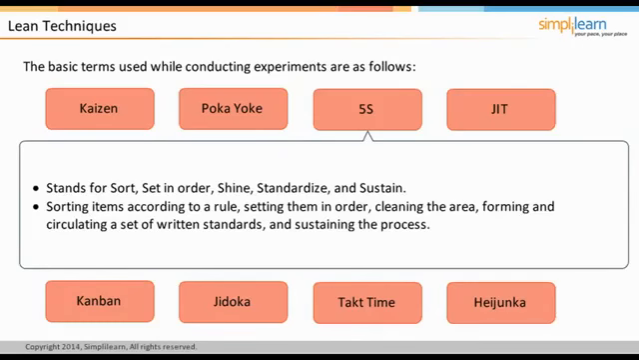Cleaning of the area refers to the shine principle. The 4th step requires formation and circulation of a set of written standards. The last step refers to sustaining the process by following the standards set earlier. 5S is useful as a framework to create and maintain the workplace.